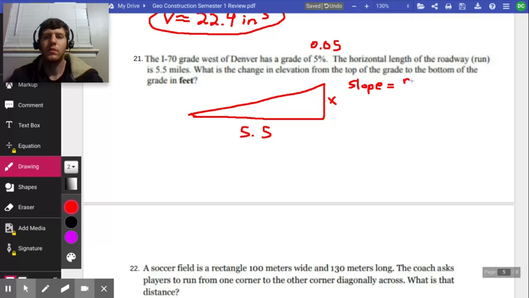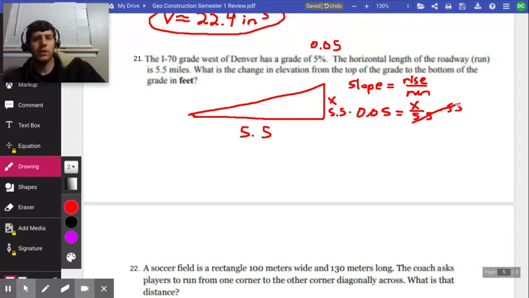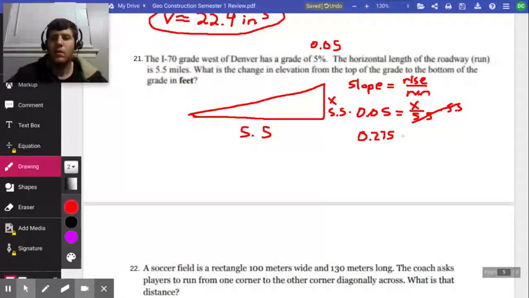So slope equals rise over run. Our slope is 0.05, so we can substitute that in here. Our rise is x, and our run is 5.5 miles. And so we can multiply 5.5 on both sides. So 5.5 times 0.05 is 0.275. And that's miles.